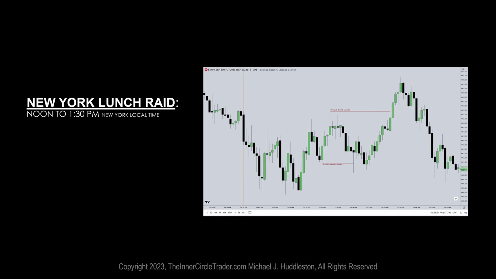And the open outcry and the pits would have a lunch hour where it was very, almost like a routine. Unless it was a big trending day, the lunch hour between noon and 1 p.m. New York local time would generally be a consolidation. Now, the way we could use that back then, and I'm going to show you how I use it now, but for historical purposes, I'm giving you a reference on how I became ICT.